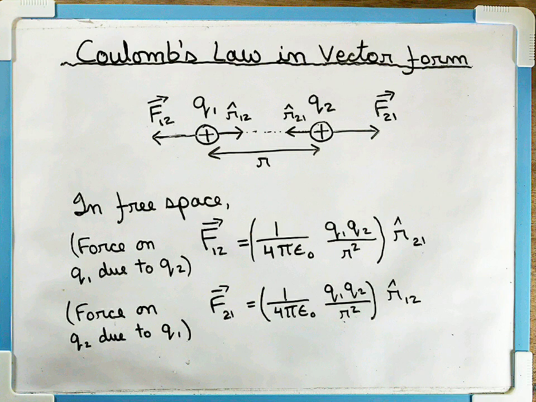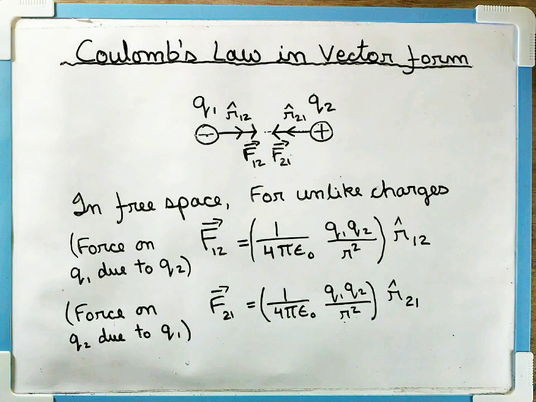F12. The magnitude, again it's the same, 1 by 4 pi epsilon naught Q1 Q2 by R square. What will be the direction? Again, you look at the diagram. Here F12 is in which direction? R cap 12. See, R cap 12 is in the direction of the force F12, in the same direction.